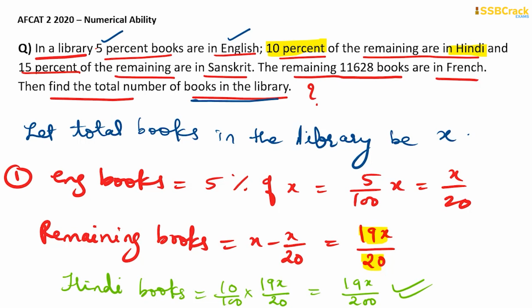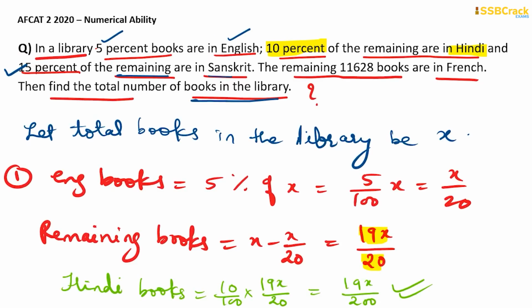Okay, now again they said that this 15% are the books which are Sanskrit, but they are of the remaining books. So 15% of the remaining books are in Sanskrit. So we shall calculate that number now, right? So let's calculate that. So 15% of the remaining. First of all you shall know how many remaining books there are by now, so that we calculate its 15%.